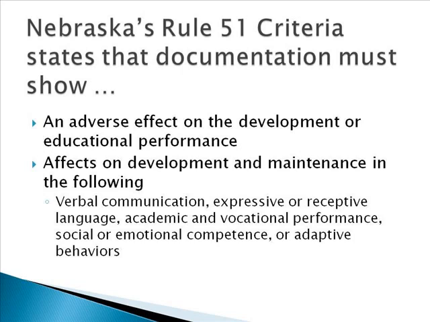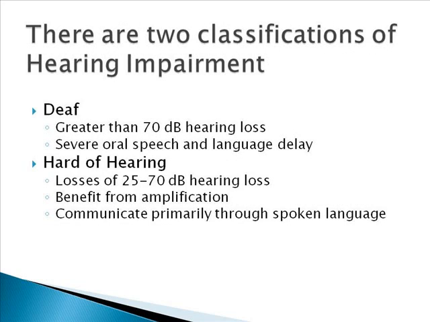The effects on development and maintenance in the following, such as verbal communication, expressive or receptive language, academic and vocational performance, social or emotional competence, or adaptive behaviors. There are two classifications of hearing impairment: deaf, greater than 70 decibels of hearing loss with severe oral speech and language delay, or hard of hearing, losses between 25 and 70 decibels. These individuals will benefit from amplification, and they will communicate primarily through spoken language.